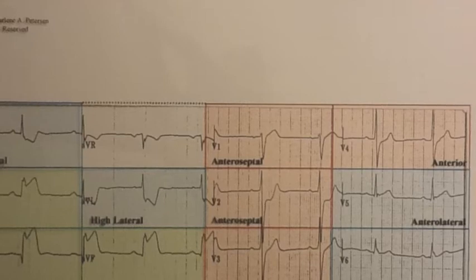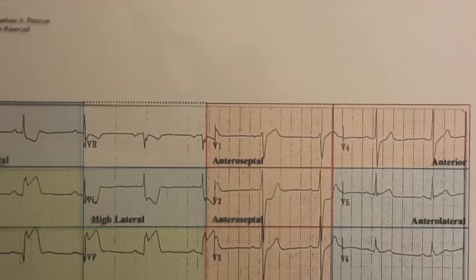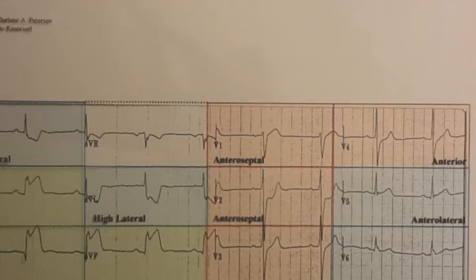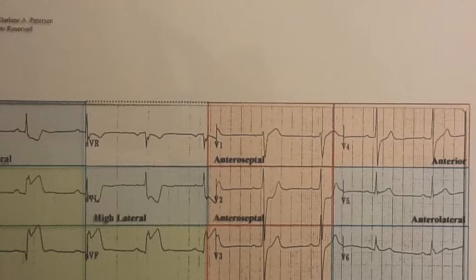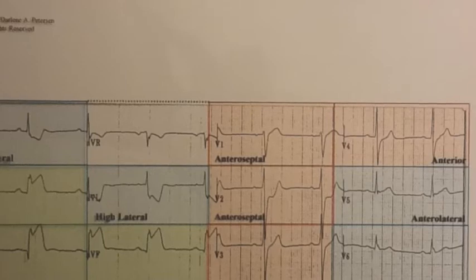ST depression on the 12 lead is not always a reciprocal change. For example, if you see ST depression in leads V1 and V2, you should be very suspicious of a posterior wall MI. It's not routinely monitored on the standard 12 lead. So if you see ST depression in these leads, you want to get what's known as a posterior EKG, and you'll hook up leads V7, 8, and 9. And if there is a posterior wall MI, you'll see ST elevation in these leads.